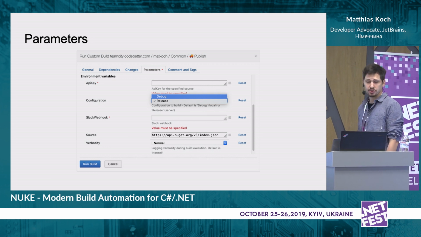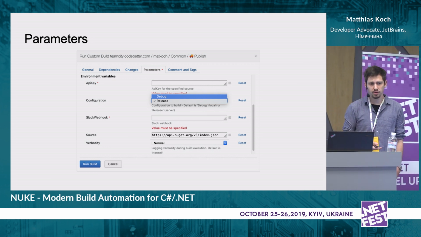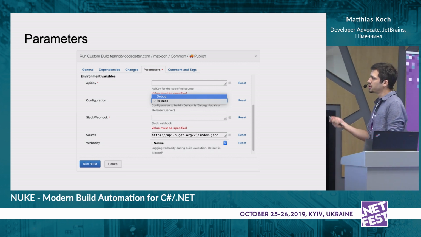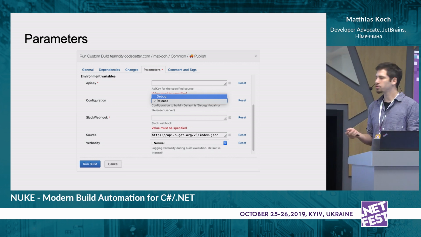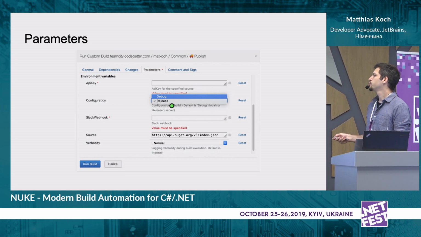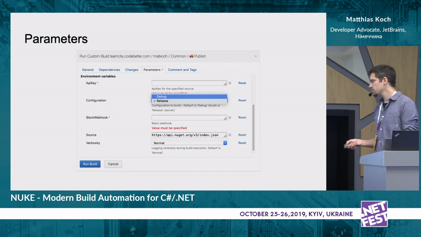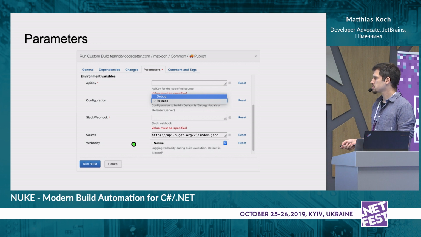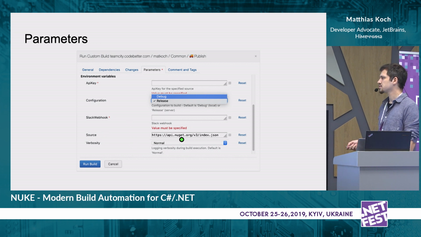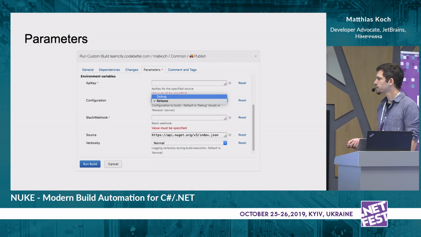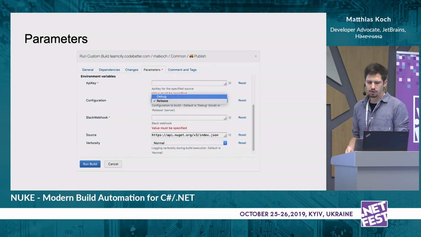The second is parameters. The stuff that we've already seen, like fields being attributed with parameter, in TeamCity you will automatically get this view, and you would see that API key, for instance, is required if we want to invoke publish. For configuration, we have an actual drop-down to choose from the allowed values. Slack webhook is required too. Source has a default value provided, so it's inserted there as well. And verbosity has a drop-down as well.